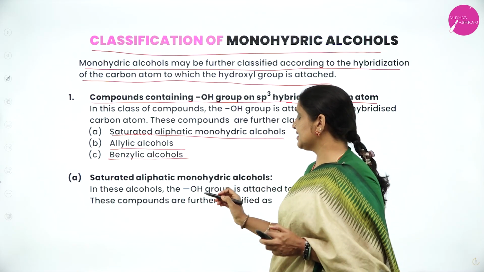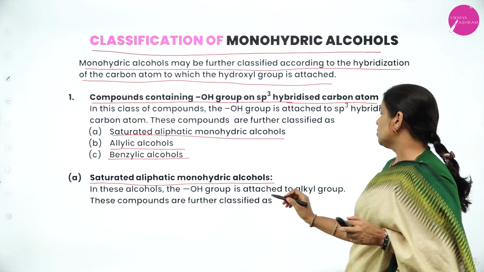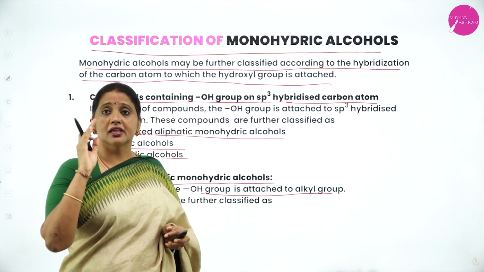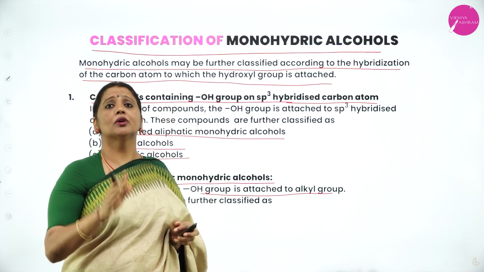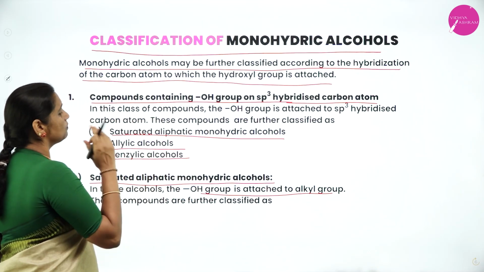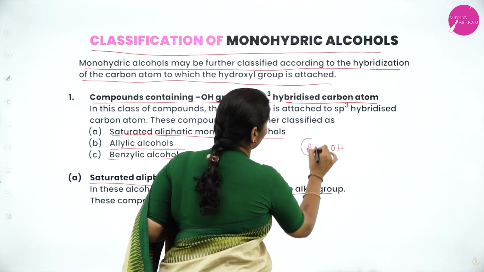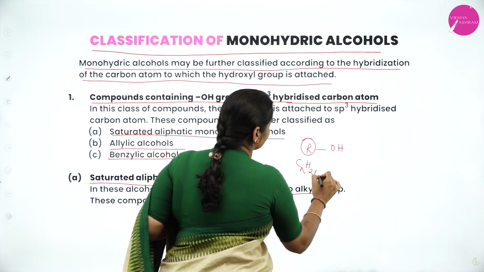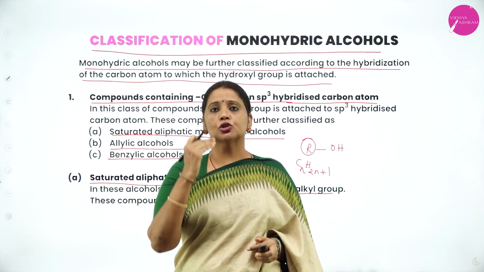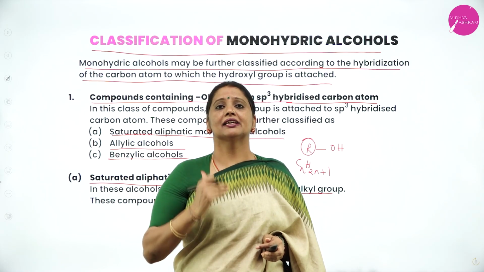First, let us consider saturated aliphatic monohydric alcohol. In this alcohol, the OH group is attached to an alkyl group. If the OH group is attached to an alkyl group, then that class of alcohol is called saturated aliphatic monohydric alcohol. The alkyl group is R. If O is attached to R, R is CnH2n+1. How can you get an alkyl group? An alkyl group is obtained by removing one hydrogen atom from the respective alkane.